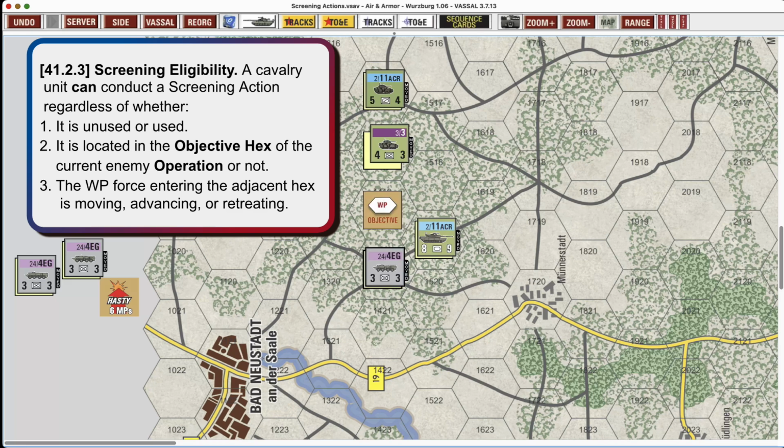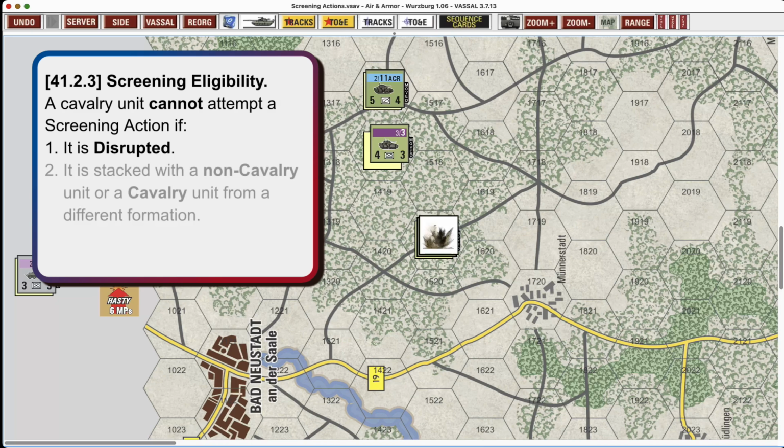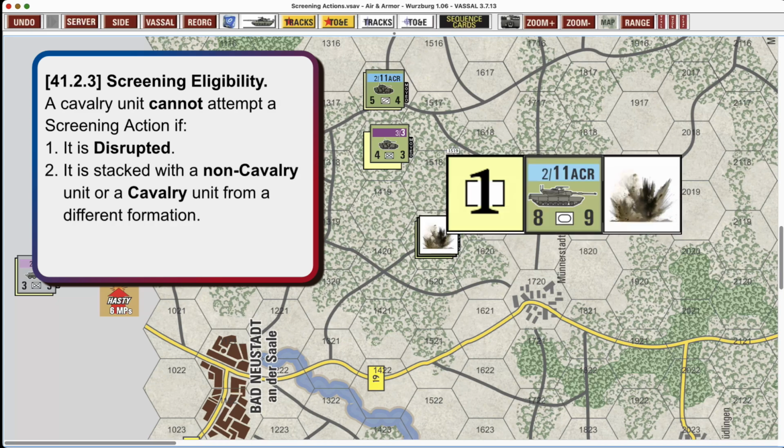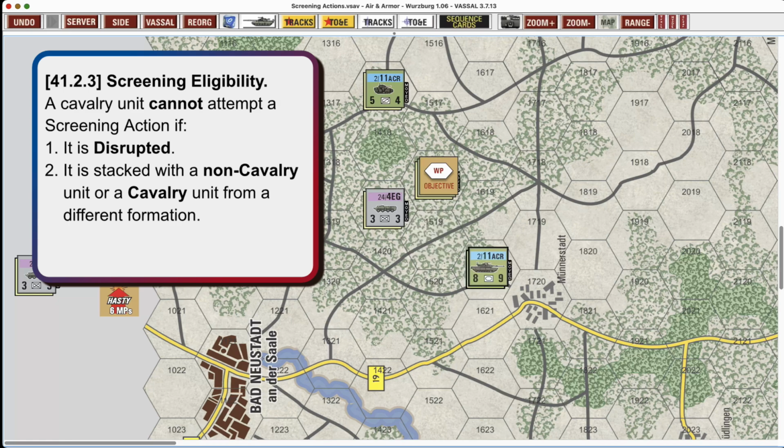It can even execute a screening action if it is located in an obstacle hex. A cavalry unit cannot attempt a screening action if it is disrupted. It cannot conduct a screening action if it is stacked with a non-cavalry unit. So in this case, if it were, as an example, marked as the objective hex and the Warsaw Pact player moved here, regardless of which of these two were the objective, this unit could bounce back.